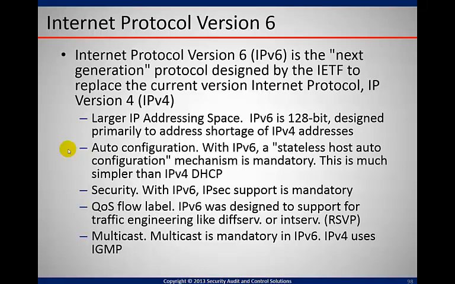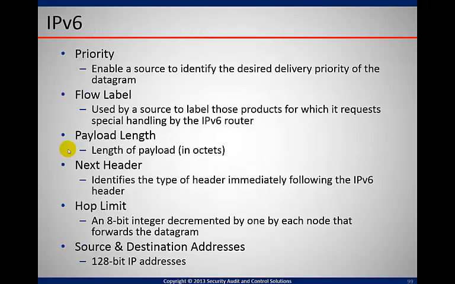Also, security is being enhanced where IPsec support is mandatory. Quality of service flow label, IP version 6 was designed to support traffic engineering like DiffServ and also IntServ, such as RSVP. Multicast is mandatory in IP version 6 and IP version 4 uses ICMP. When you look at IP version 6, there are a couple of attributes. There's a priority attribute within the packet, which enables the source to identify the desired delivery priority of the datagram. We have a flow label used by a source to label those packets for which it requests special handling in the IP version 6 router.